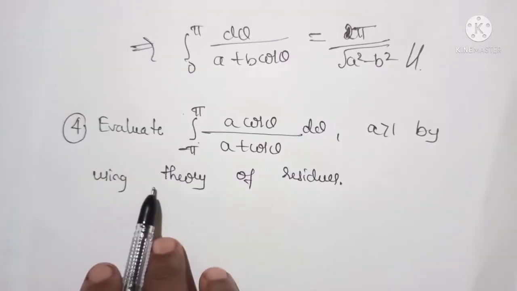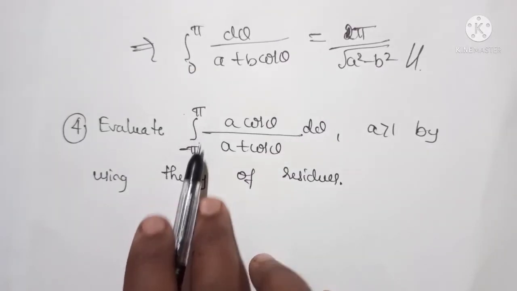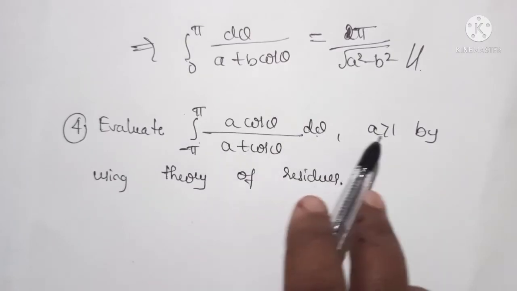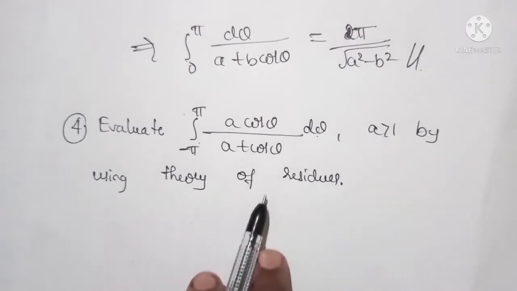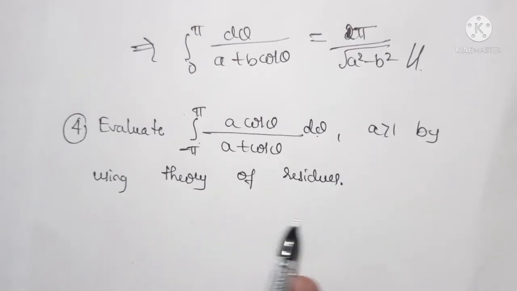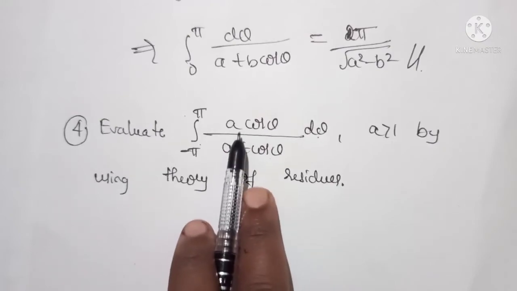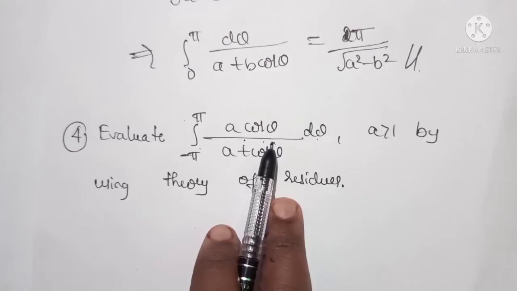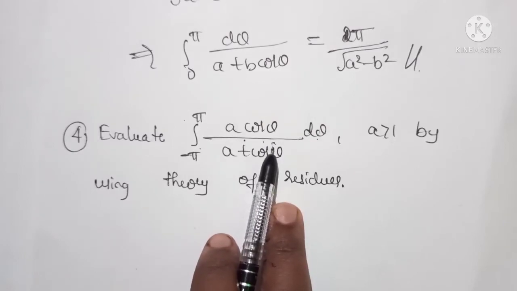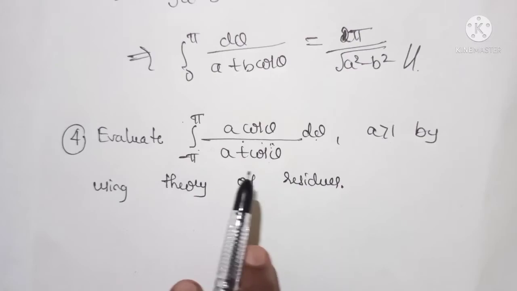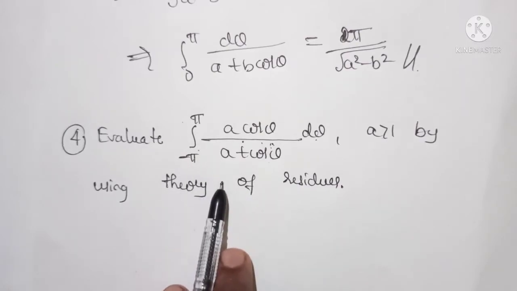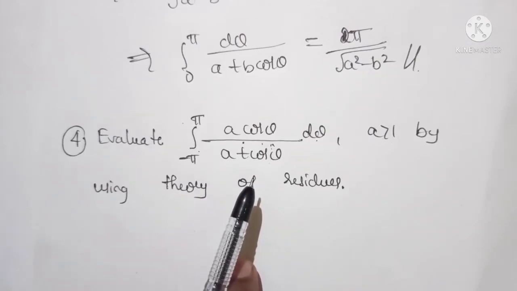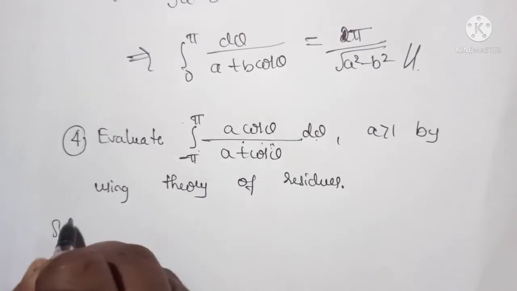Next problem, evaluate the integral from minus pi to pi of a cos theta divided by a plus cos theta d theta, where a is greater than 1, by using the theory of residues. So here you can observe that in the numerator we have a cos theta. Cos theta is the real part of e raised to i theta. Therefore this whole integral can be taken as the real part of a divided by a plus cos theta. Let us see the solution.